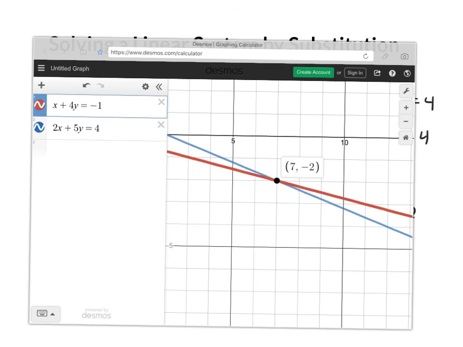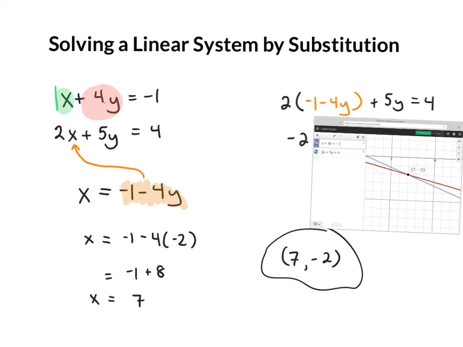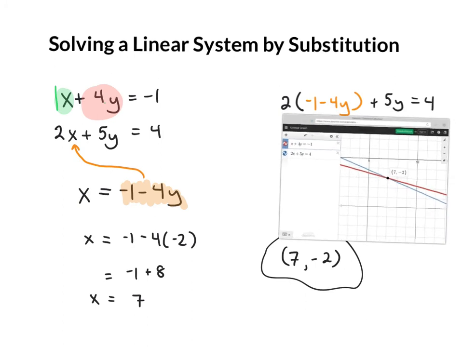So there we go. We've solved by substitution, and now we've verified by solving by graphing. And there you go.